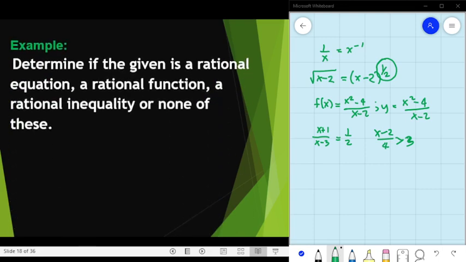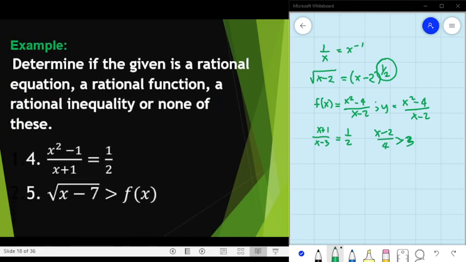Okay, number 4. We have x squared minus 1 all over x plus 1 is equal to 1/2. In this case, the numerator is a polynomial and the denominator is a polynomial, and there is one variable x, and the symbol used is an equal sign. Therefore, we can say that it is a rational equation.